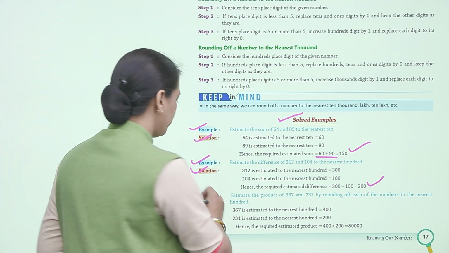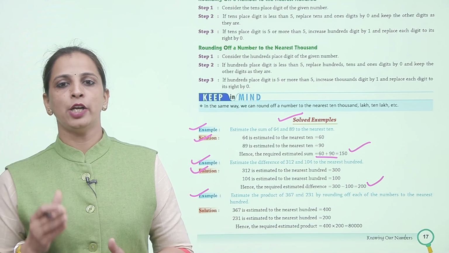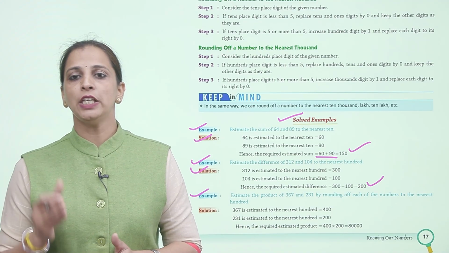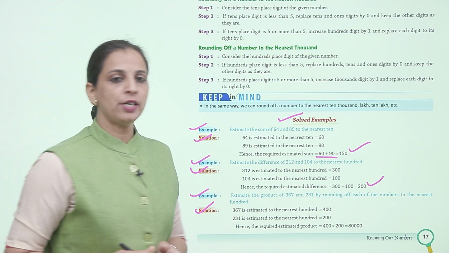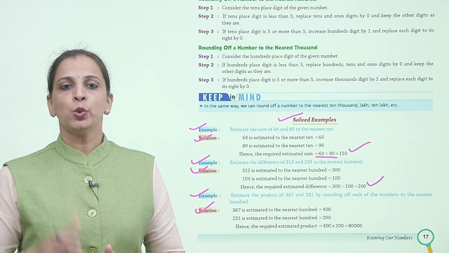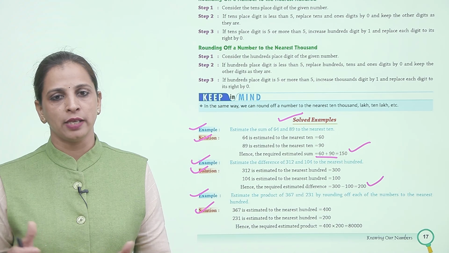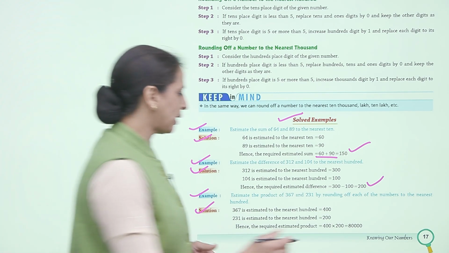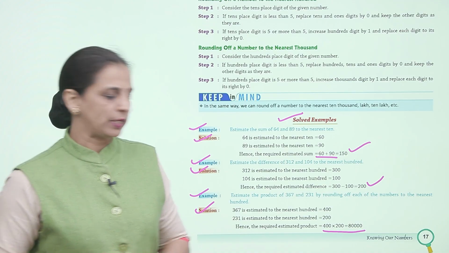Now, next example. Estimate the product of 367 and 231 by rounding off each of the numbers to the nearest 100. Solution: 367 estimated to the nearest 100 is 400. 231 estimated to the nearest 100 is 200. Hence, the required estimated product is 400 multiplied by 200, which equals 80,000.